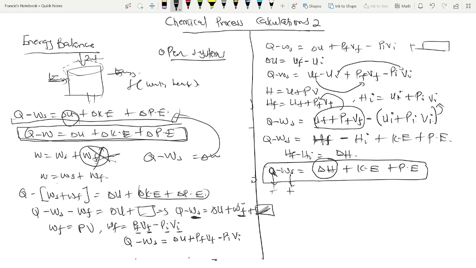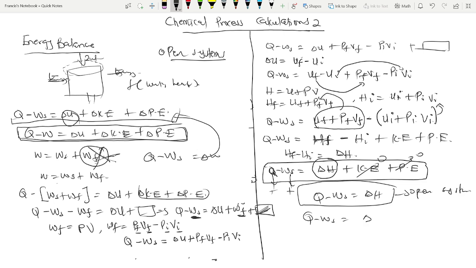So sometimes you can have a question that says your kinetic energy can be zero and your potential energy can be zero, and then you just have Q minus Ws is equal to change in enthalpy. So this is for an open system. Please don't write this as a closed system anywhere. And then Q minus Ws is equal to change in internal energy, that is a closed system. So this is for a closed system. Yes, so that will be all. Our next video will just be solving questions under open system and closed system.